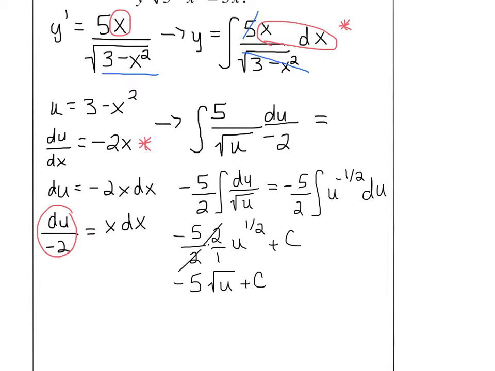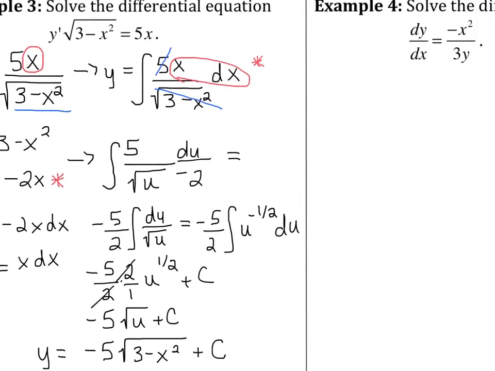And so then when we back substitute our expression for u in terms of x, we'll get negative 5 root, u was 3 minus x squared, plus c. All right, so that was a little bit more work. But again, all we did was solve by integrating. And so this general solution here would be function y, which would satisfy the differential equation as it was given above. Okay, good. All right, one more example.